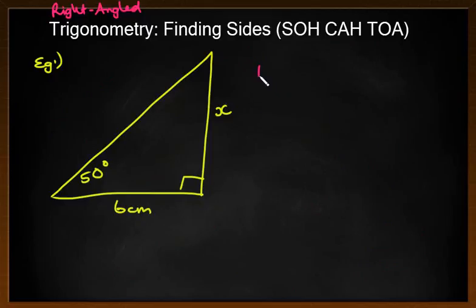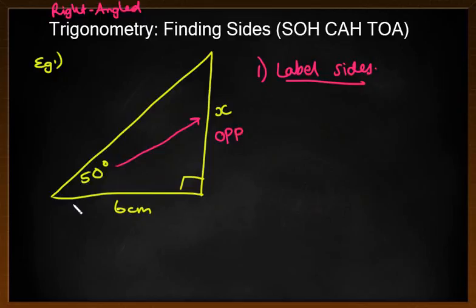Okay, so the first step, as I mentioned on that last page, is that you need to always make sure you label the sides. Now, what I like to do is just label the sides that are given. For example, we have the x here. Well, the x is opposite to where the 50 degrees is, so it's called the opposite side. The 6 centimeters is next to the 50 degrees, so we call that the adjacent side. If I just label those two, then I have O and A.